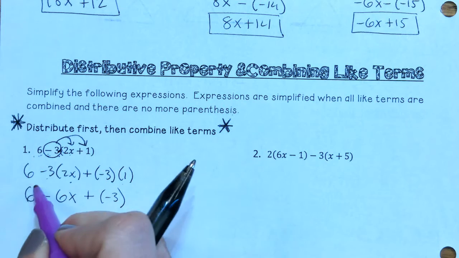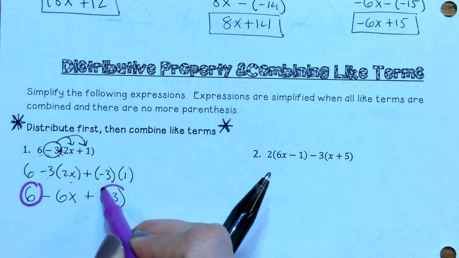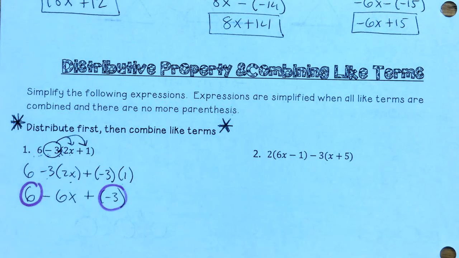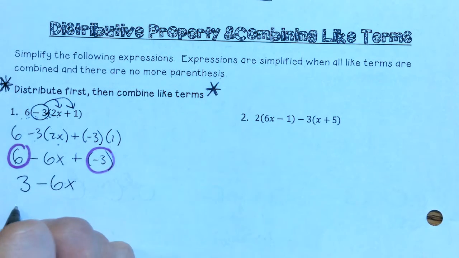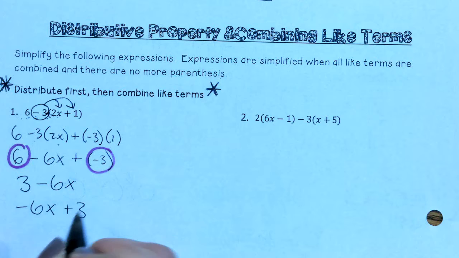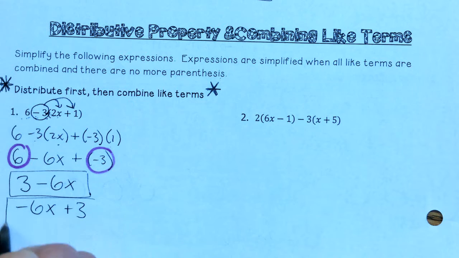Combining our like terms, we have our constants, a 6 and a negative 3. 6 plus negative 3 is 3 minus 6x. This is the same thing as if I wrote negative 6x plus 3. Either of these answers are correct.